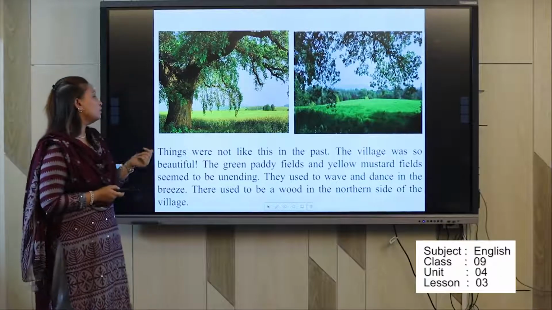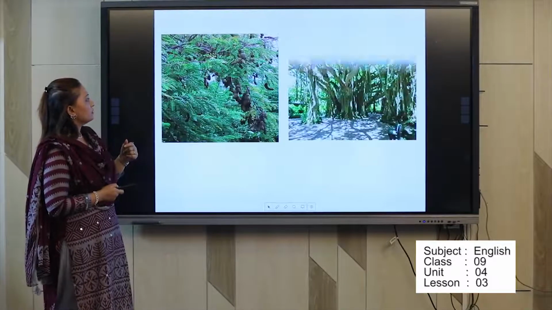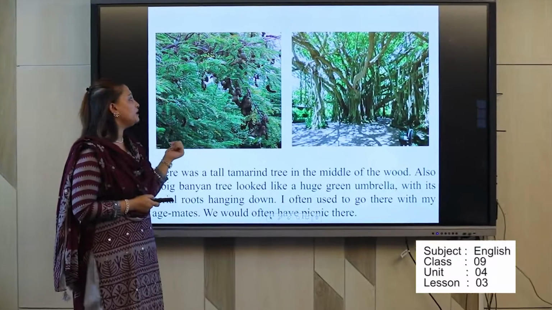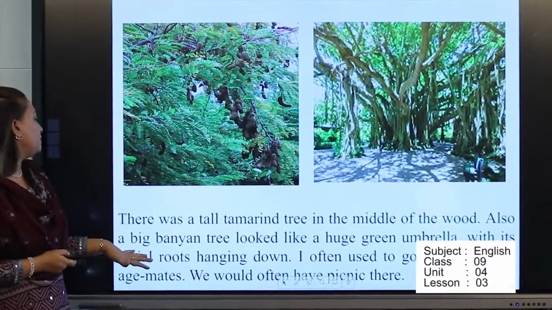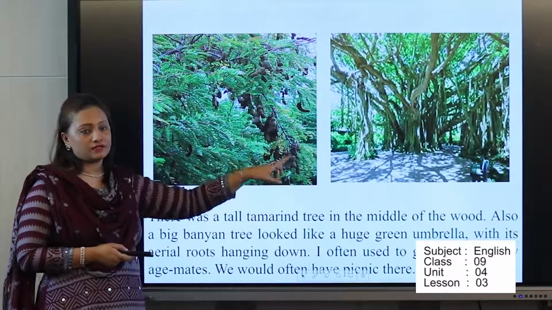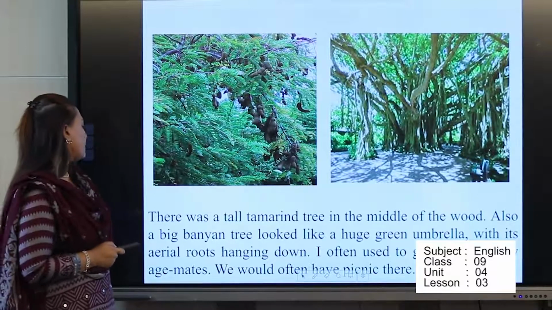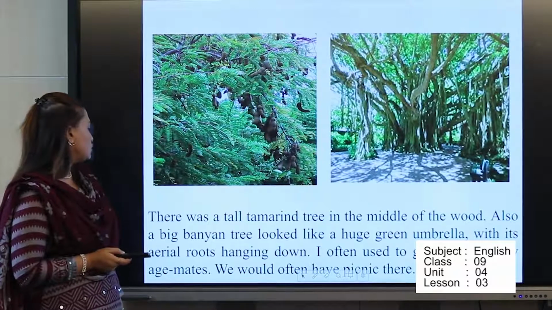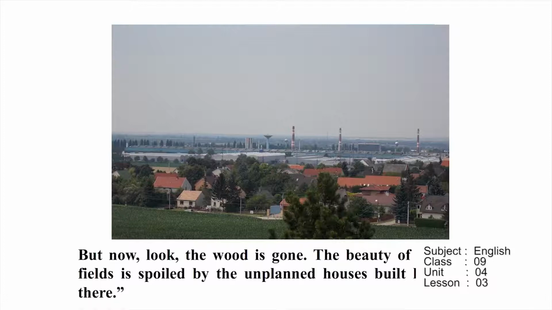There used to be a wood in the northern side of the village. And there was a tall tamarind tree in the middle of the wood, tamarind tree, tetul gach, also a big banyan tree, bot gach, okay, which looked like a huge green umbrella with its aerial roots hanging down. I often used to go there with my age mates. We would often have picnics there.